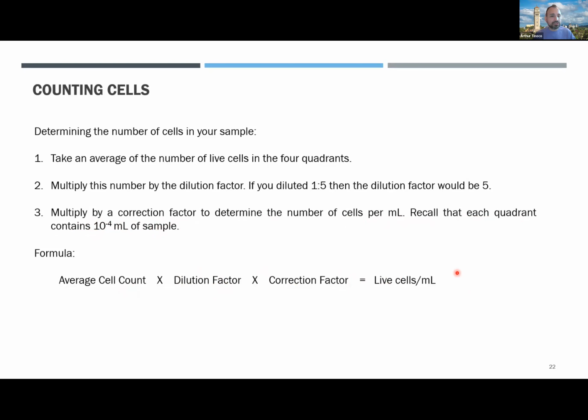So what's the average cell count? Any volunteer? 13. 13. Very good. John, how'd you do that? I just added up all the different numbers, 12, 13, 14, 13, and then divided by 4. That's correct. Very good. So you got the average cell count. Very nice. Thank you. All right. So then you take your average cell count, you multiply by 5, and then you multiply by 10,000. All right. So what's the answer?